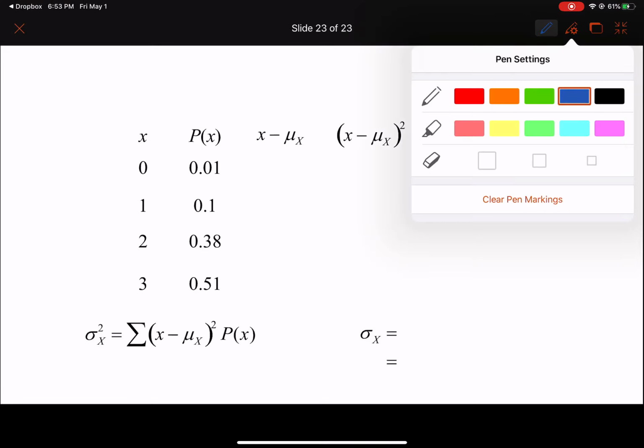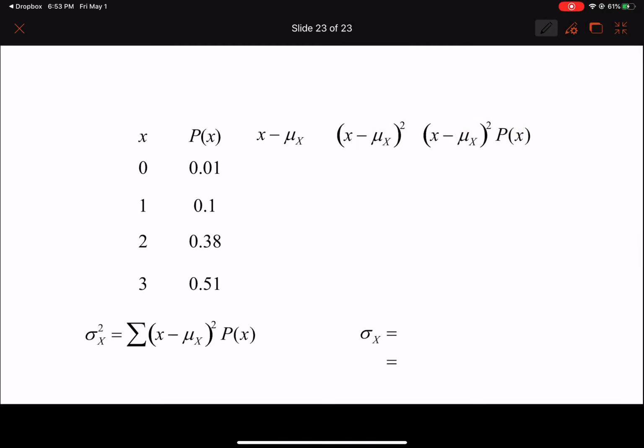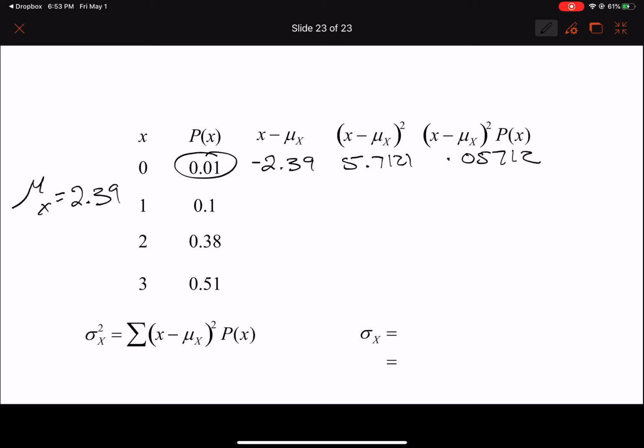All right, I hope you paused that. So I'm going to do all of this math. So remember, our mean of x was 2.39. That was our mean or our expected value. So I'm just going to do the subtraction. So this one, 0 minus 2.39, negative 2.39. Once I square that, I get 5.7121. I multiply it by 0.01 and get 0.057121. So take 1 minus 2.39. I get negative 1.39.